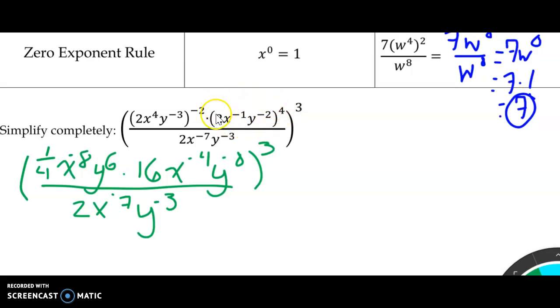I'm going to also use the power rule here, so 2 raised to the 4th power is 16. Then I'll multiply my exponents, so negative 1 times 4 gives us negative 4, and negative 2 times 4 gives us y to the negative 8. Everything's still raised to the 3rd power, and my denominator stayed the same.